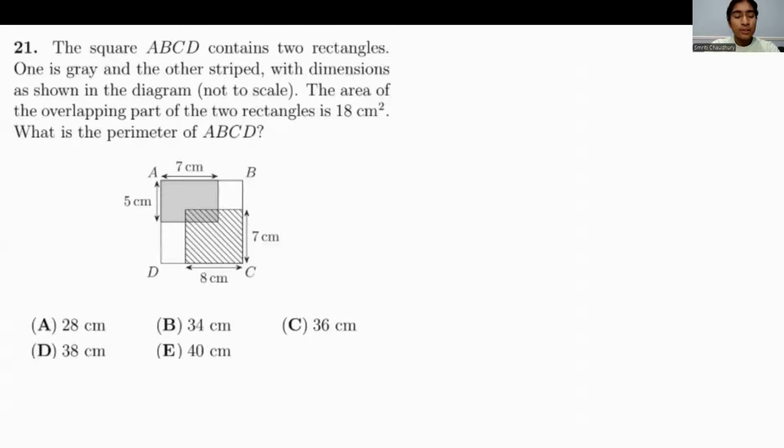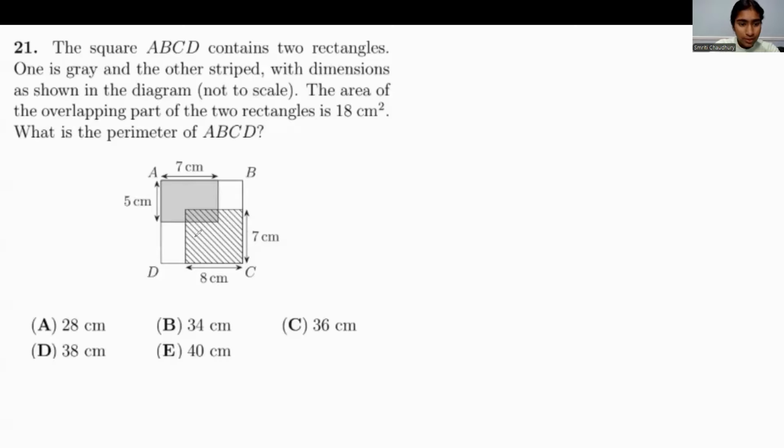Number 21. The square ABCD contains 2 rectangles. One is gray and the other striped, with dimensions as shown in the diagram, not to scale. The area of the overlapping part of the 2 rectangles is 18 centimeters squared. What is the perimeter of ABCD? So the strategy to solving this would be to find the dimensions of this rectangle, because once we know the length of how much is overlapping, we can find the dimensions of square ABCD and then find its perimeter.